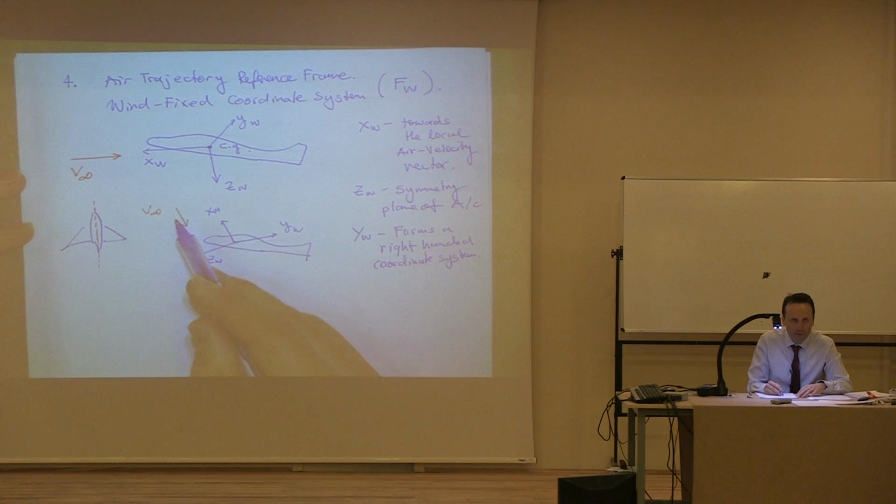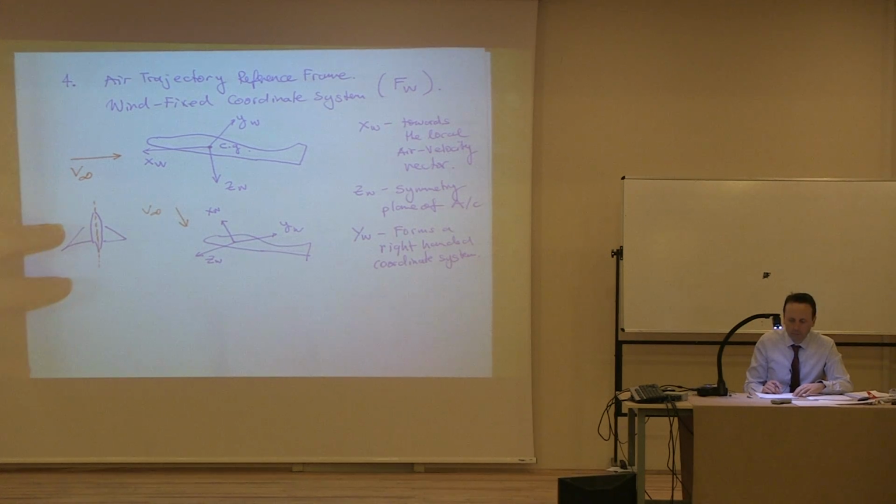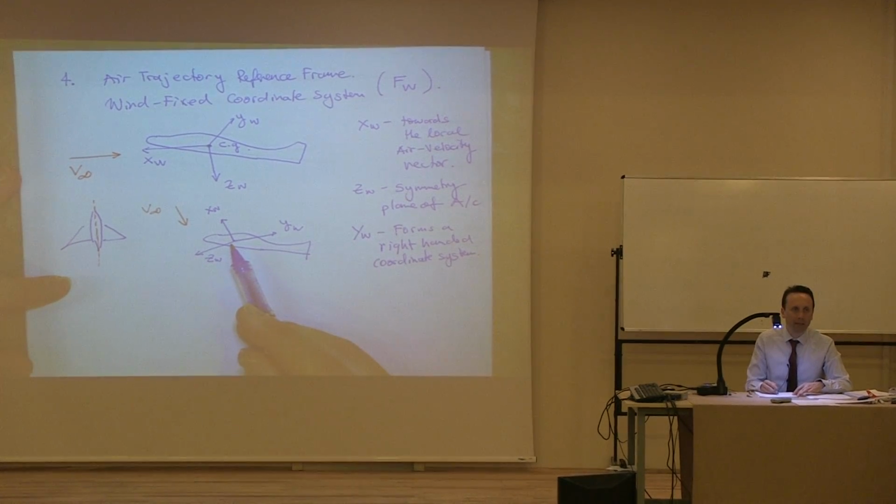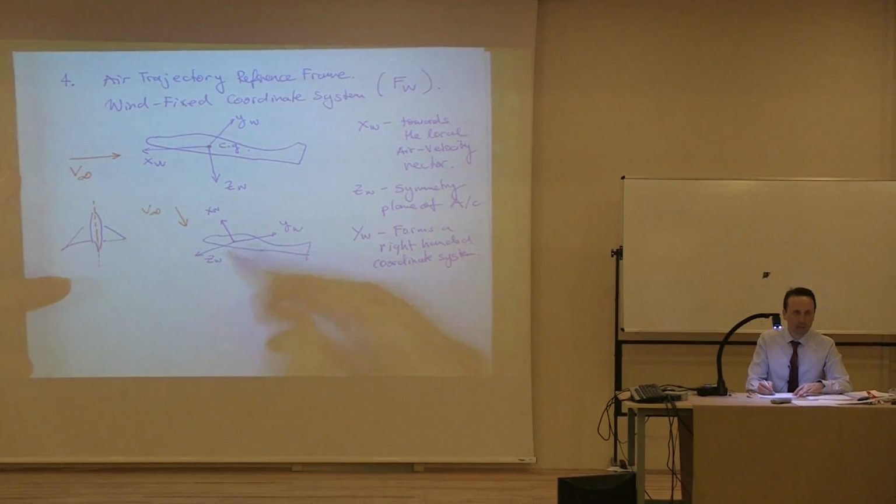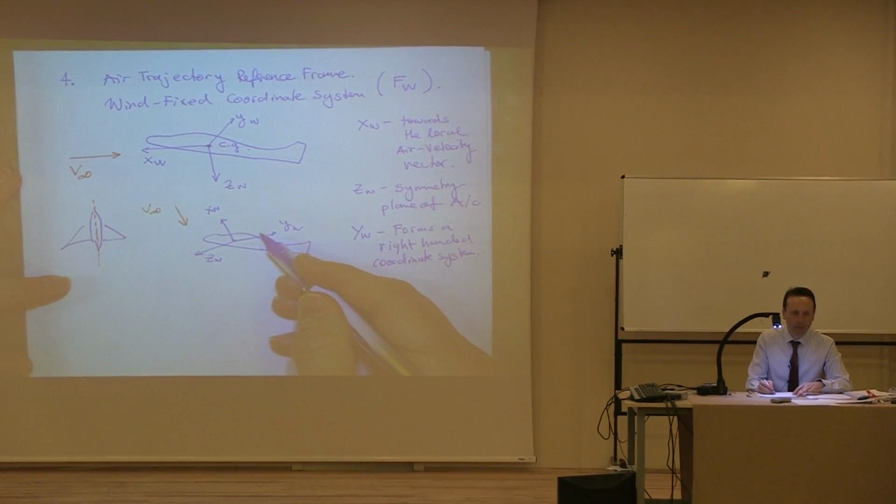XW must be towards V infinity. Okay? Understand? Do you understand it or not? Does it obey the right hand rule? Yes, it's supposed to. So YW is into the plane. I just can't plot it into the plane.